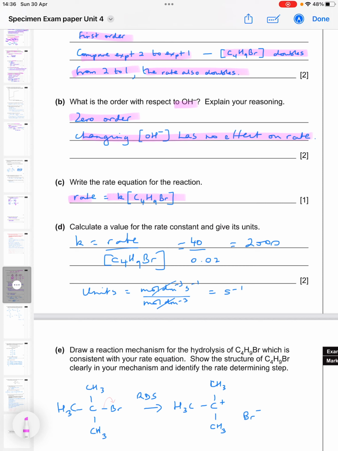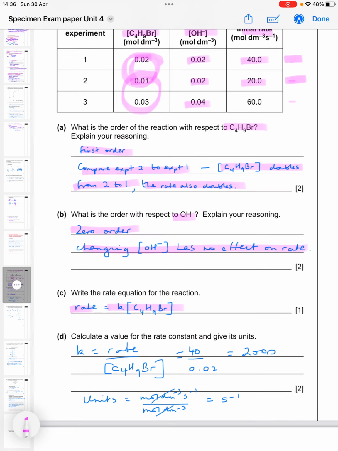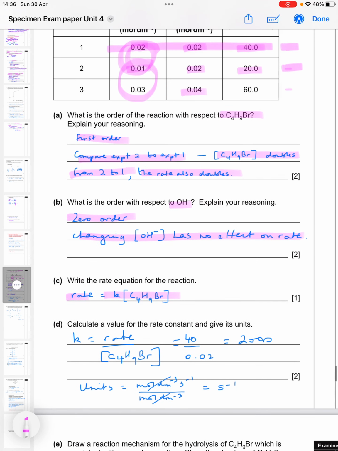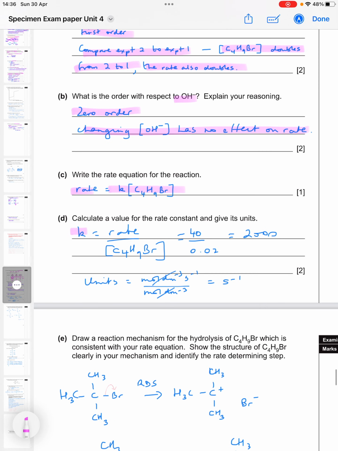Right, the rate equation for the reaction: because the hydroxide ion isn't involved, rate is k times C4H9Br in square brackets. Calculate the value for the rate constant and give its units. You're just picking one from the table. So k is the rate divided by the C4H9Br concentration. I've taken 40 as the rate and 0.02 as the concentration, which gives 2000.